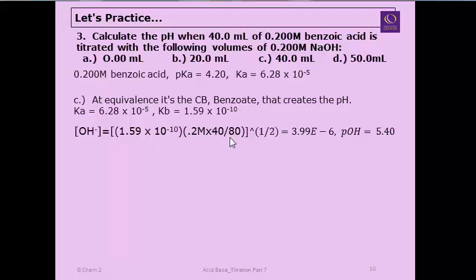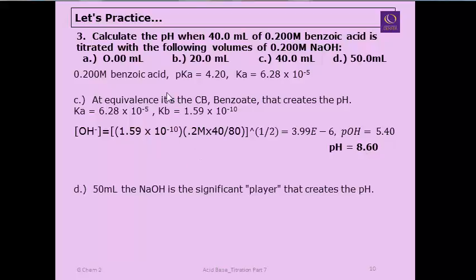That'll get it diluted properly. I get an OH concentration of 3.99 e to the minus 6. I take the negative log of that immediately. It's 5.4. That, when subtracted from 14, is the pH.